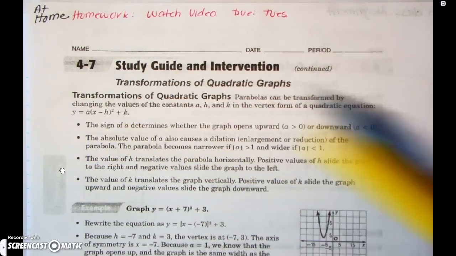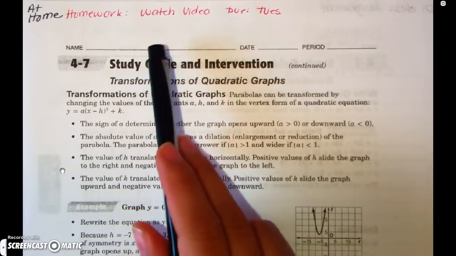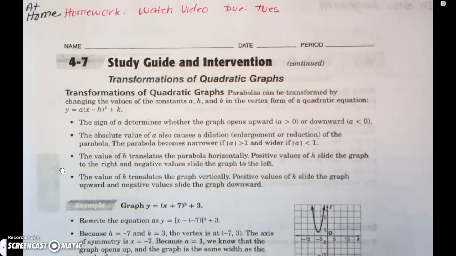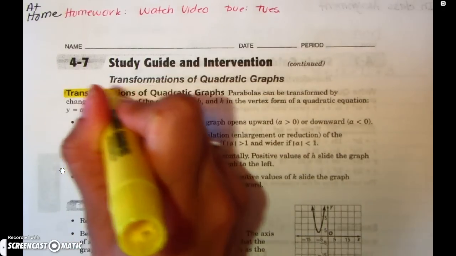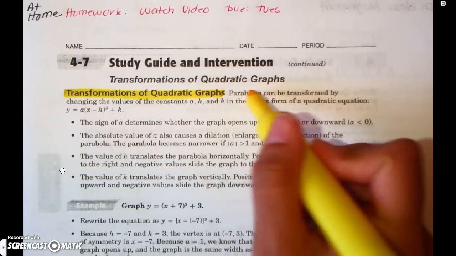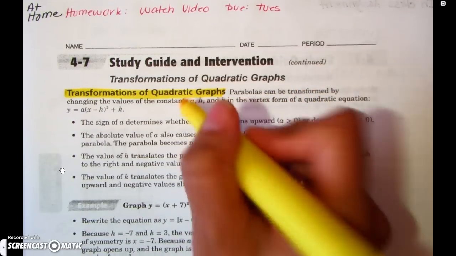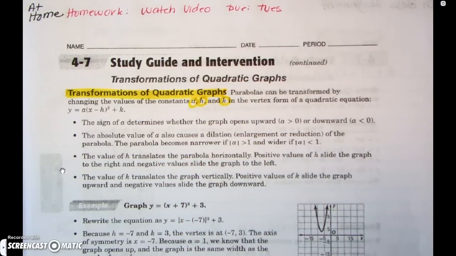Okay, so we're going to go ahead and get started. The first thing I'd like you guys to do is I just want to remind you, of course, to put your name, date, and class period. But we're going to highlight some of the important information from this handout. As we learned today and Friday, we've been learning all about transforming quadratic graphs. Parabolas, which are quadratic functions, can be transformed by changing the values of these constants a, h, and k, as long as they're in the vertex form of a quadratic function.